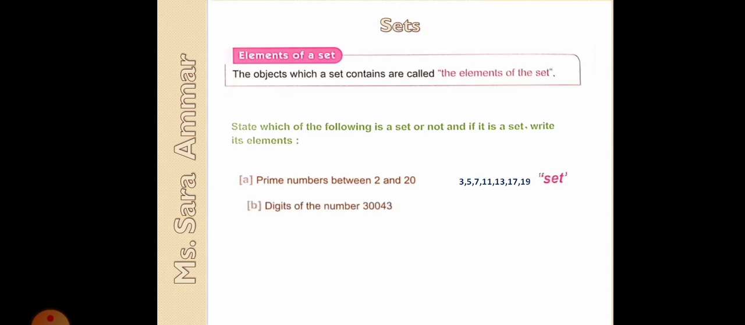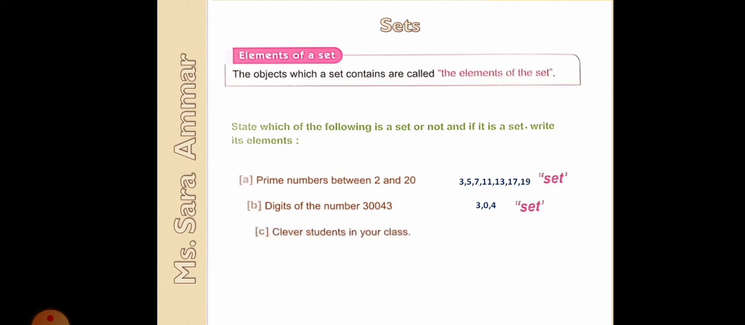So the digits of the number 30,043. Which digits have we used to write such a number? You can see here the digit 3, the digit 0, and the digit 4. So these are considered to be the elements inside of the set that contains the digits used to write this number.